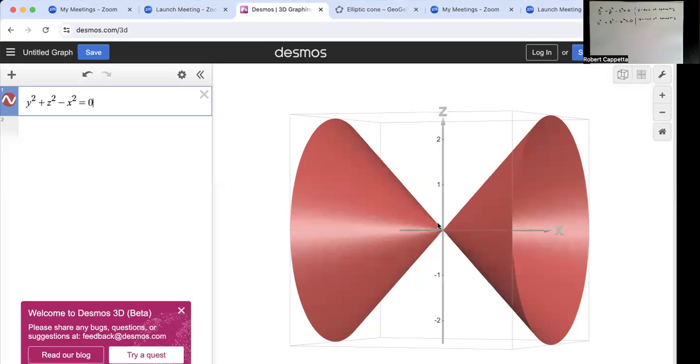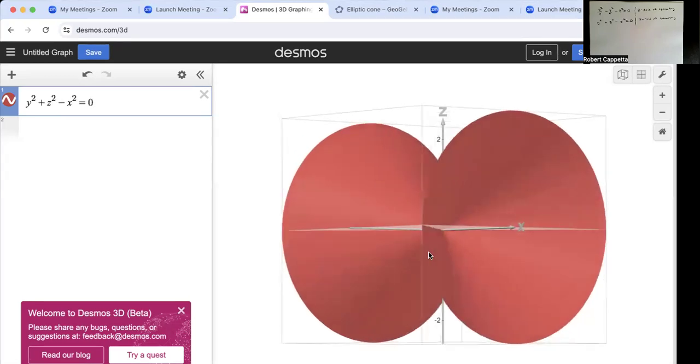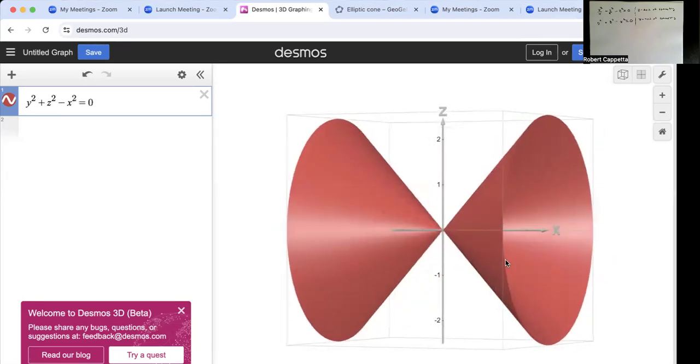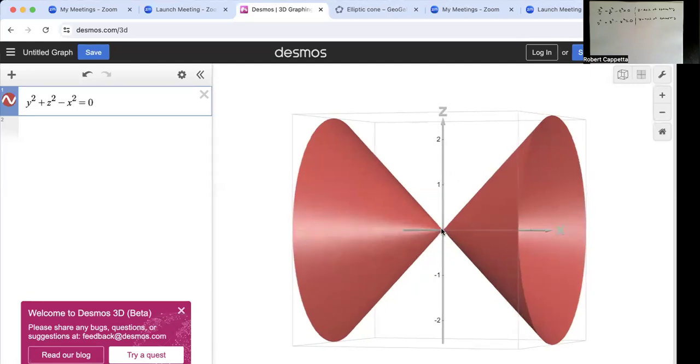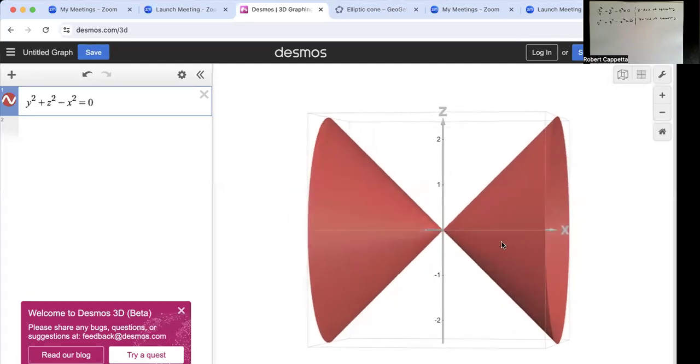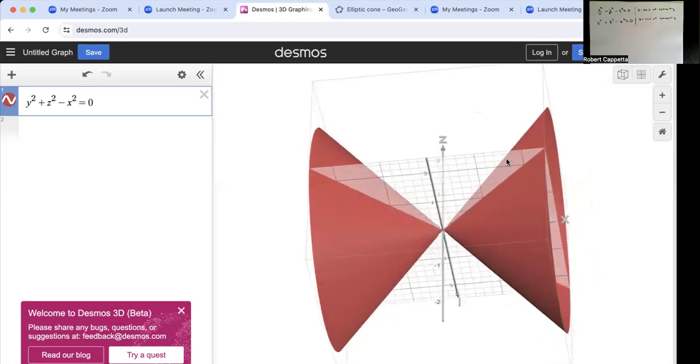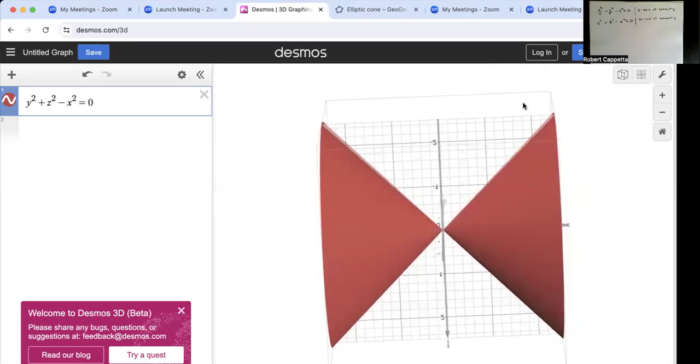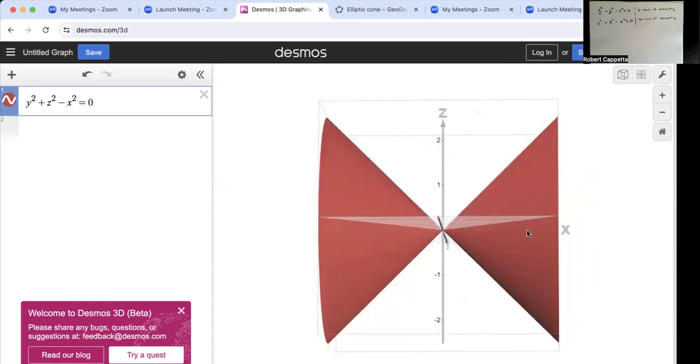Pulling up this app. Notice I have y squared plus z squared minus x squared is 0. And then notice it's wrapped around the x-axis. The x-axis of symmetry, that's where the thing is rotating. Also notice a single point here, and then we see those intersecting lines from these other perspectives. You see the intersecting lines there.